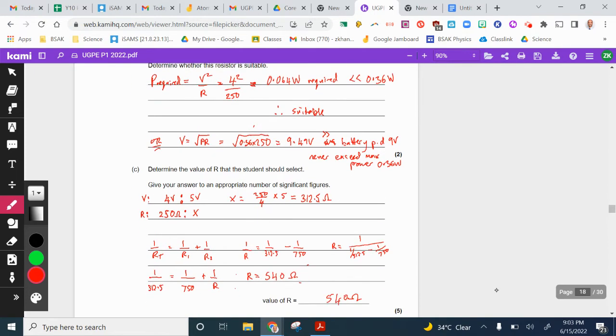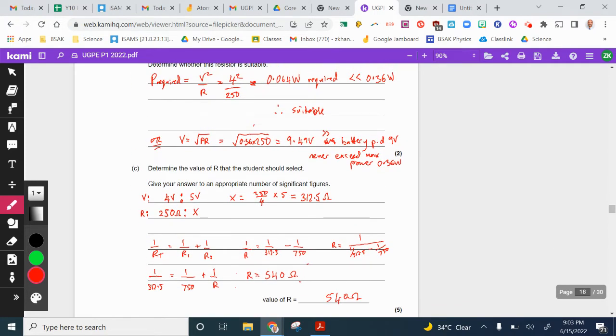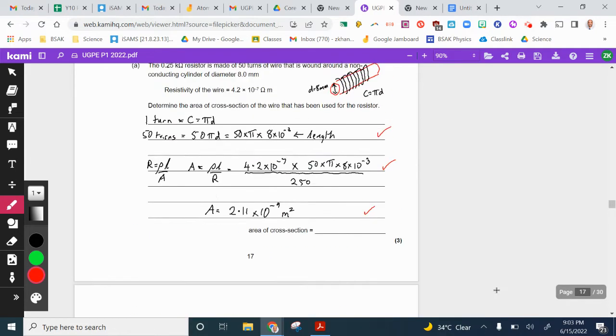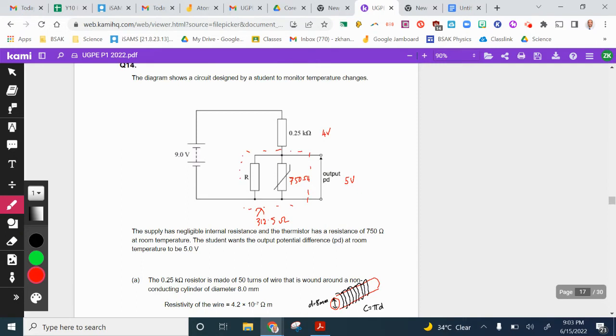Part C says determine the value of R that the student should select. So we want to find the value of R the student should select. We've put the conditions in as we went through the question. We know the resistance has to be 750 across the thermistor, and we need a 5 volt output. So 4 volts goes there, and 0.25 mega ohm goes there. So now I know that 5 volts goes across the 750 ohms. I know the 5 volts goes over R as well because they are in parallel.